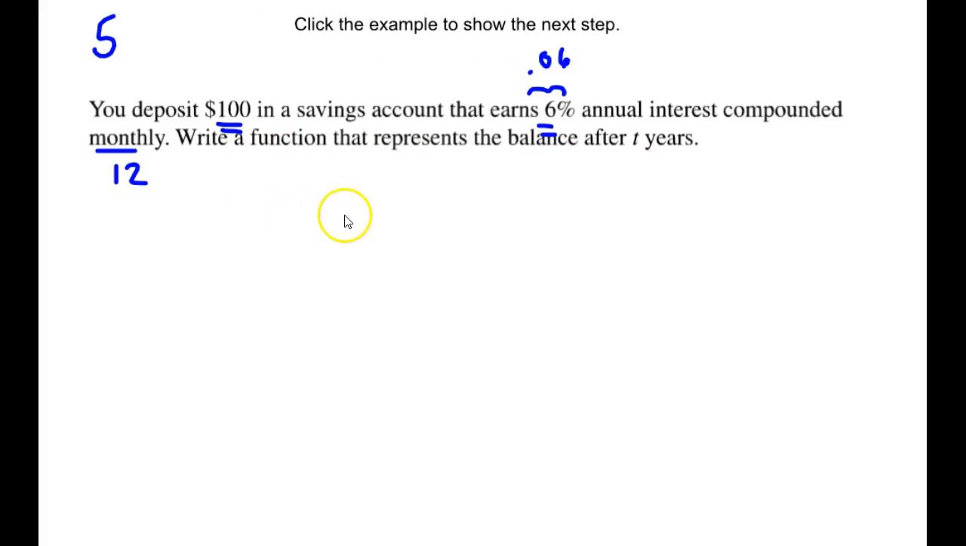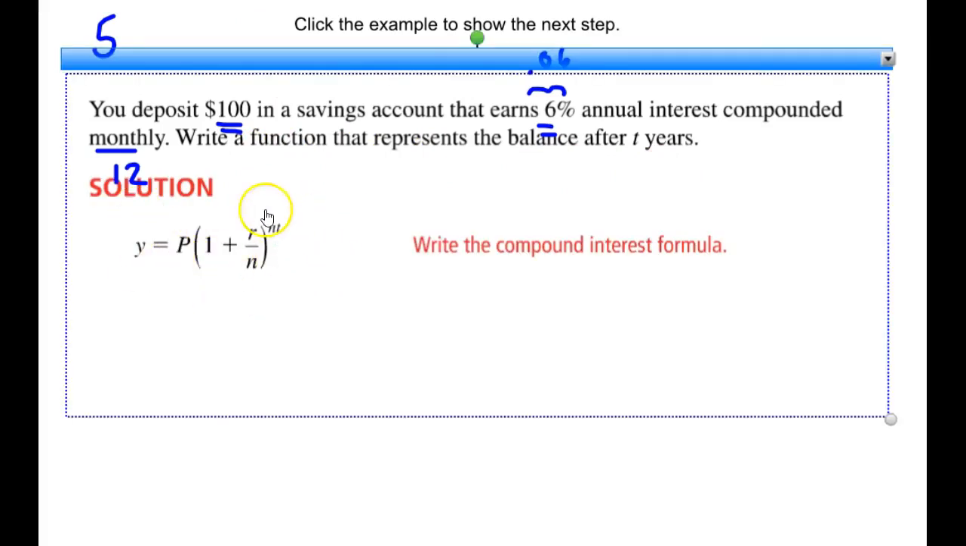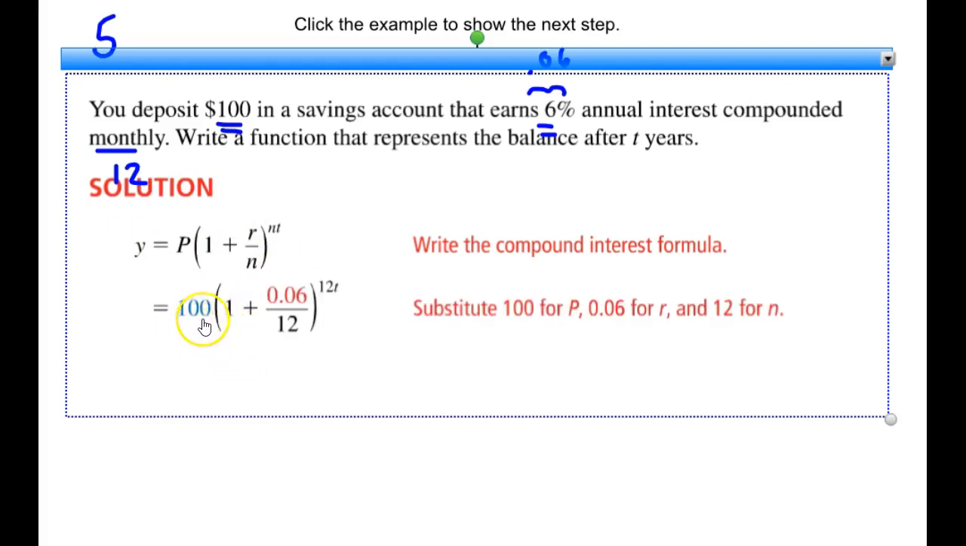So now I have all of the information that I have. So I take my parent function, my original function, and I plug in the things that I know. I started with 100, my 0.06 interest, my n was 12 because there are 12 months in a year, and then I have my t. So that will tell me if I want to say, well, in 7 years, how much money will I have? Well, now I can just put in a 7 for t and go from there.